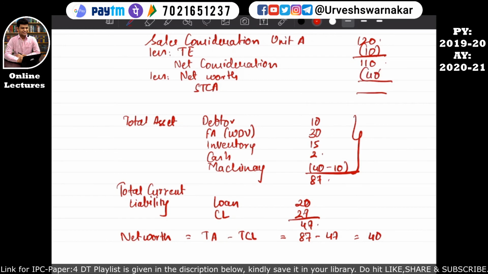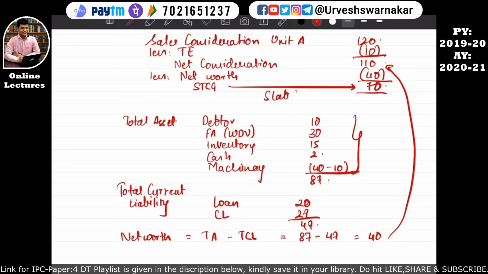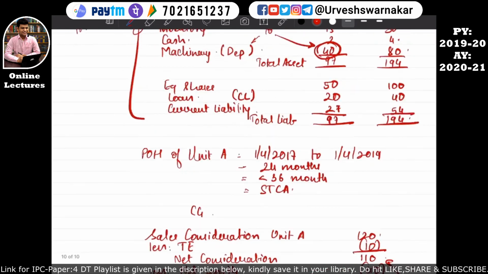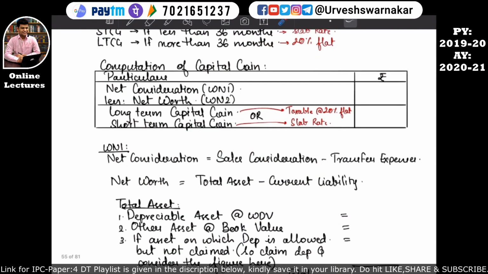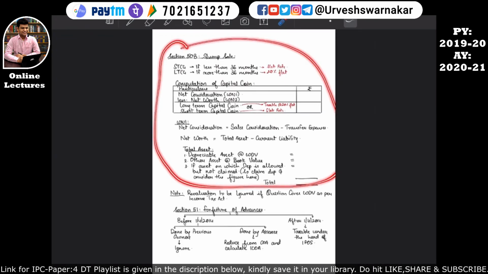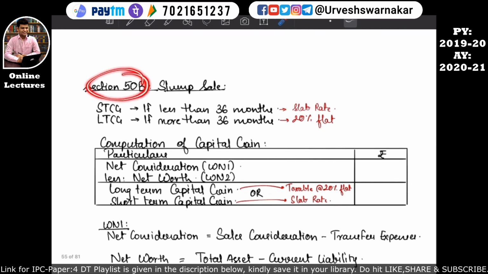So we will take this 40 over here, and we will calculate a short-term capital gain, which is equal to 70. On this 70, tax will be calculated at the slab rate. Since this was a company, the slab rate will be 30% or 25%. I hope this is quite clear to you all. So this was our concept, slump sale. Let's revise this section, that is section 50B, slump sale. Short-term capital gain arises if the unit is held for a period of less than 36 months, and on such short-term capital gain, tax will be calculated as per the slab rate.